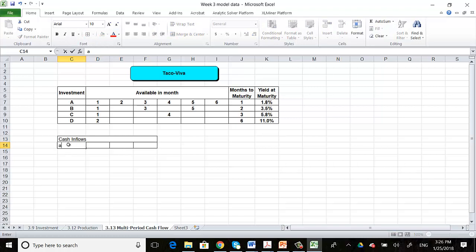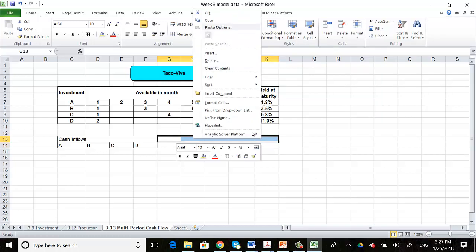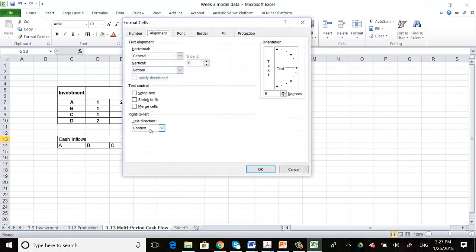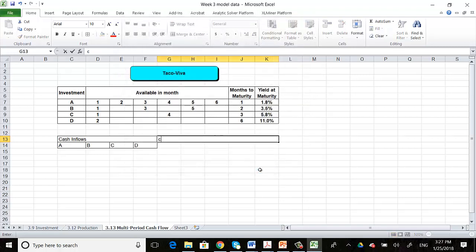So this will be A, B, C, D. Here I'm going to put 1, 2, 3, 4, 5. I'll merge 5 of them to be the cash outflows. This is again from the investment, so the investment will still be A, B, C, D, and then this is a payment.